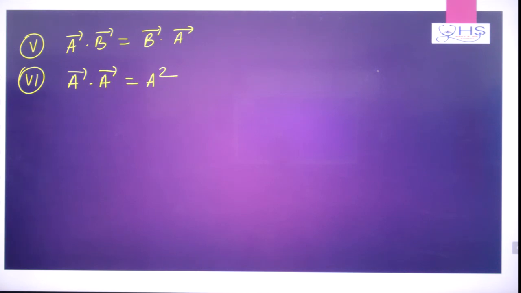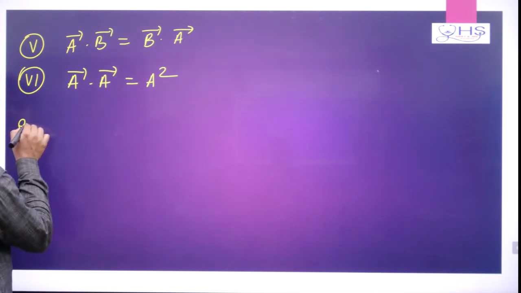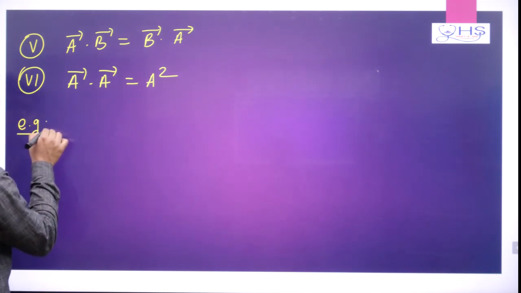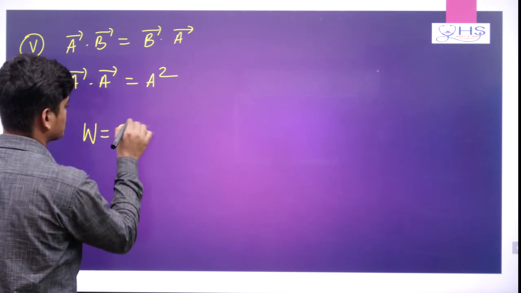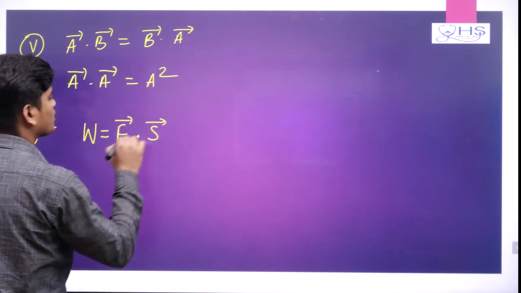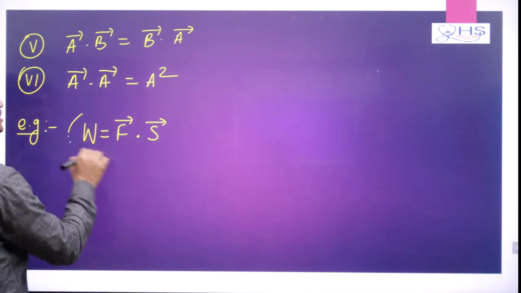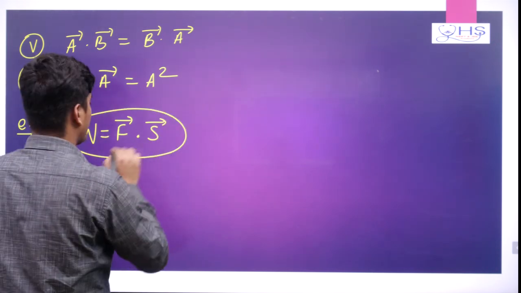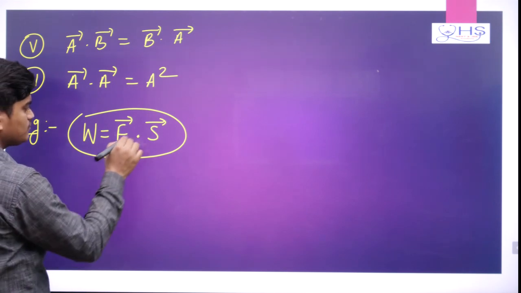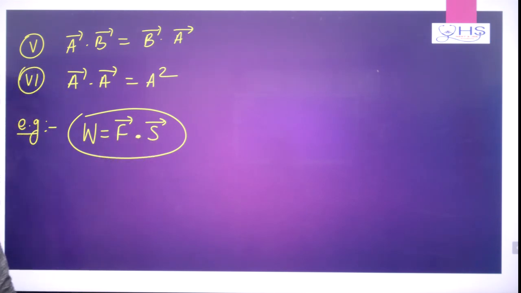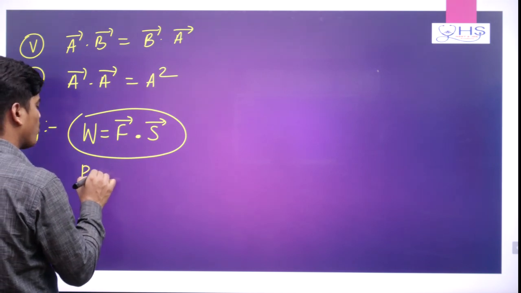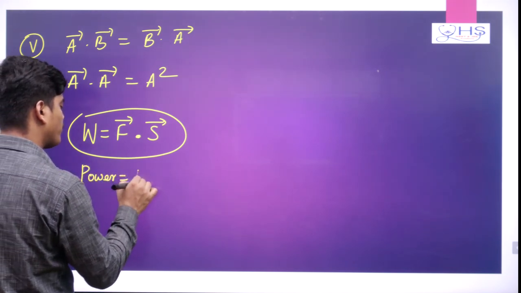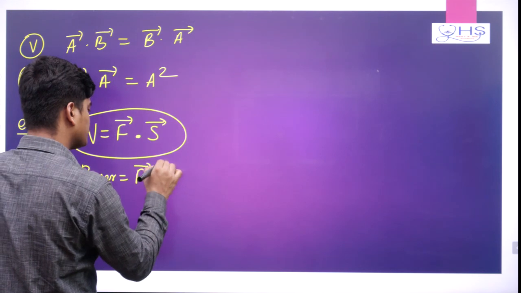Now we will understand some examples where in physics we use this. When you find work done, force dot displacement is basically work done. And sometimes you want to find power. For power, we do force dot velocity. So this will give basically power.